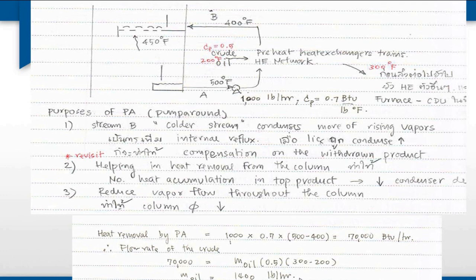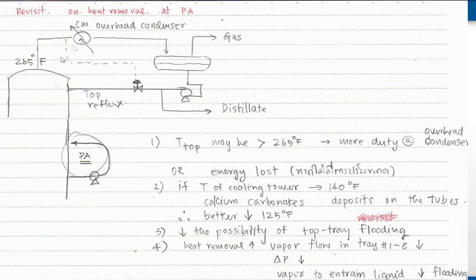So in this case, about 70k BTU per hour can be removed from the column. So we can utilize this heat for the preheating of the crude oil instead. Okay, about this slide, it is about what benefits we will get from the PA or pump around heat removal.